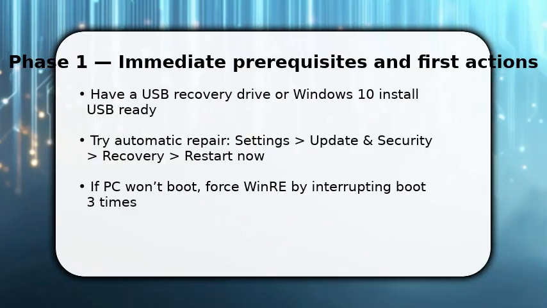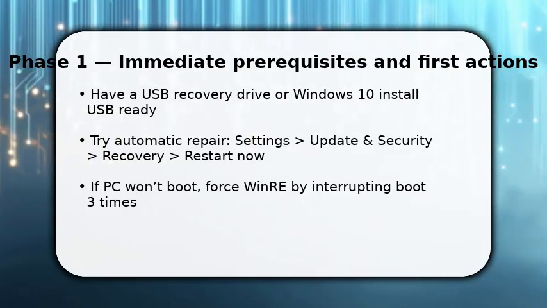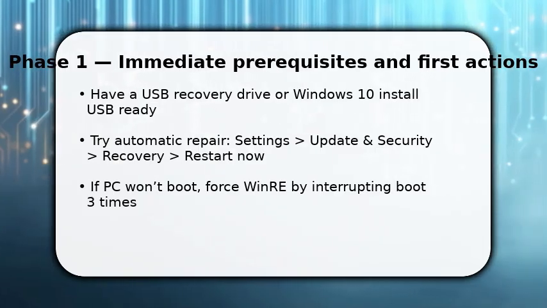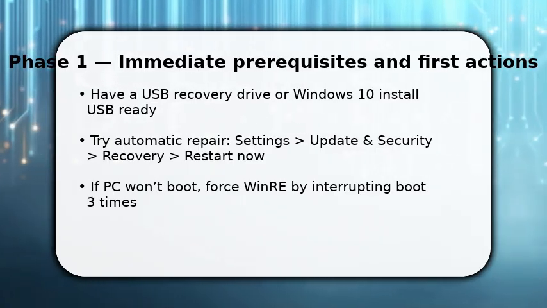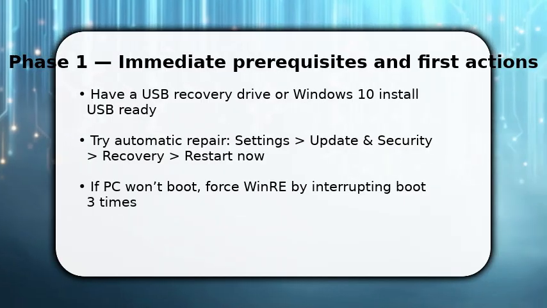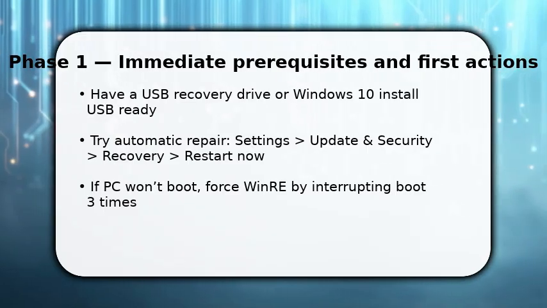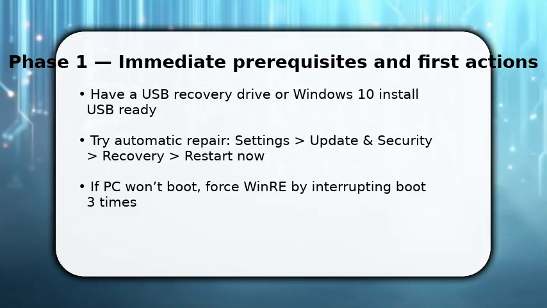You'll start by entering Windows Recovery Environment, so plug in a recovery USB if available. First, try Settings, Update and Security, Recovery, Restart Now to launch WinRE. If the system won't boot into the OS, interrupt the boot sequence 3 times to force WinRE. This triggers automatic repair attempts.